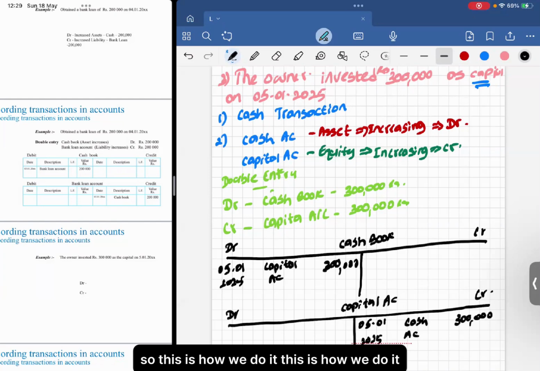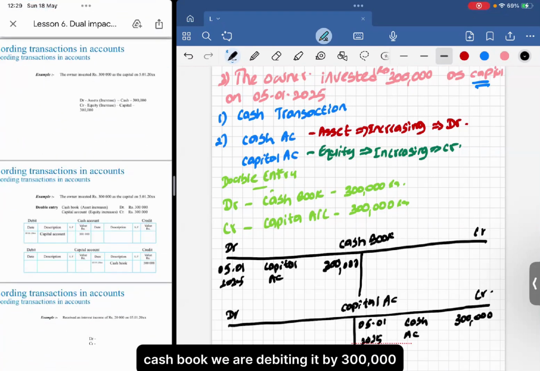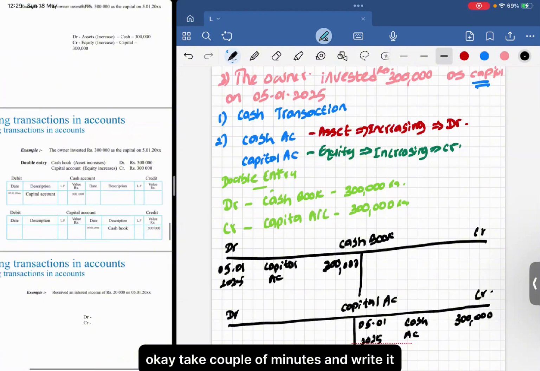Okay, so this is how we do it. Take a couple of minutes and write it down. You have to record it like this. The cash book, we are debiting it by 300,000. The capital account or equity account, we are crediting it by 300,000. So you have to write down this slide. Take a couple of minutes and write it.